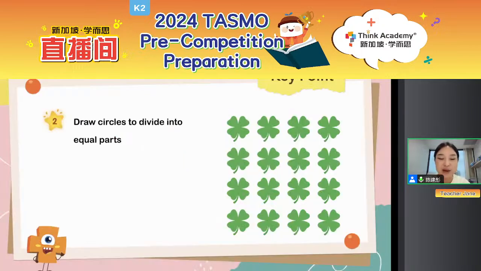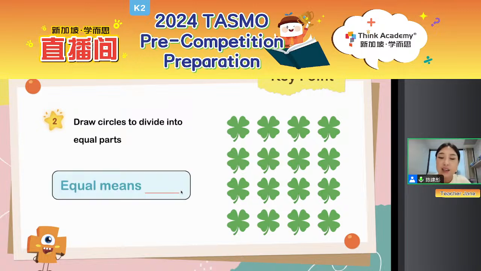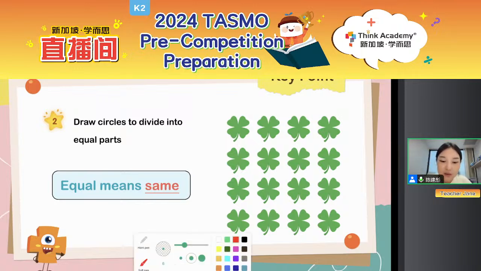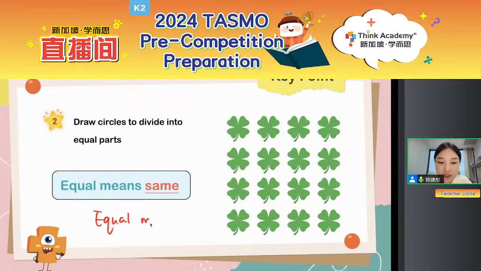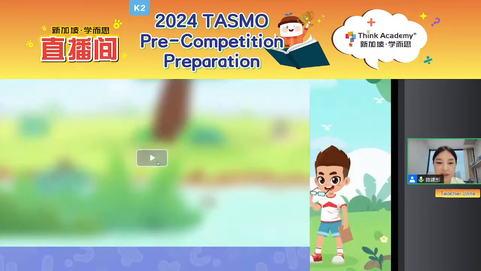So we can review our key points here. That is, sometimes we can draw the circles, draw the ovals to divide into equal parts. And equal means the same. You can also take some notes, everyone. Write it down. Equal means the same. They are all the same so that everyone can get the fair result, get the fair amount, right? Okay, perfect, everyone. This time, let's move on.